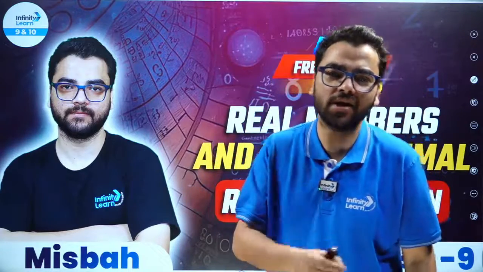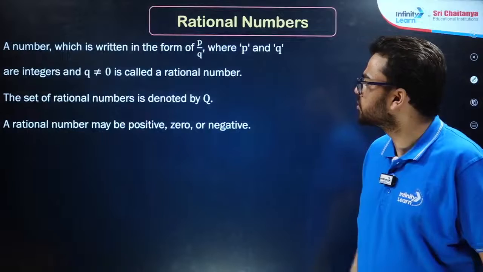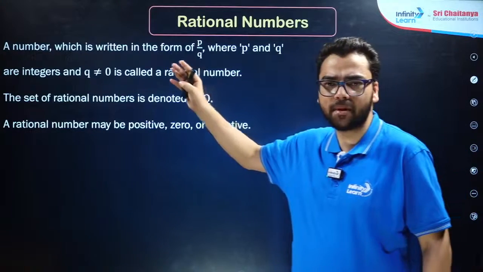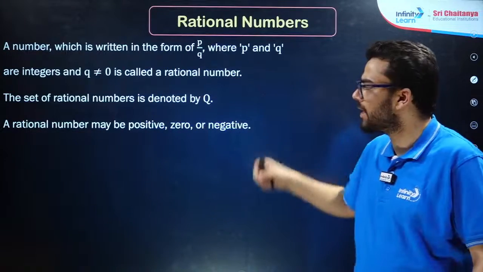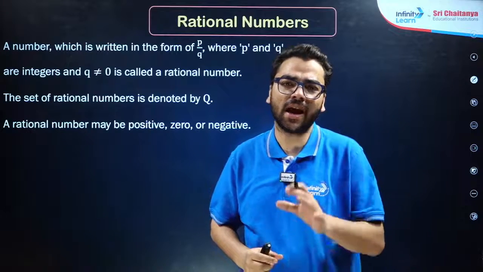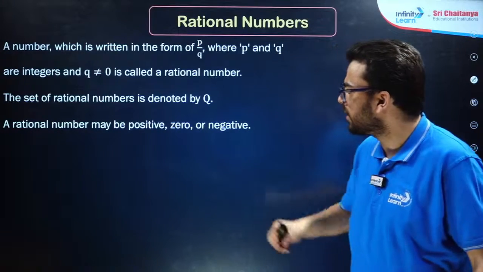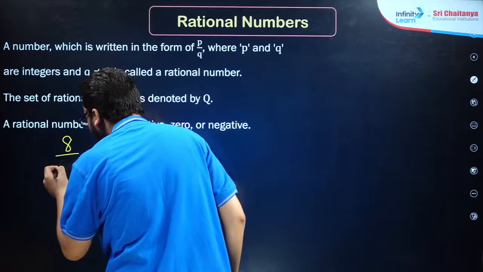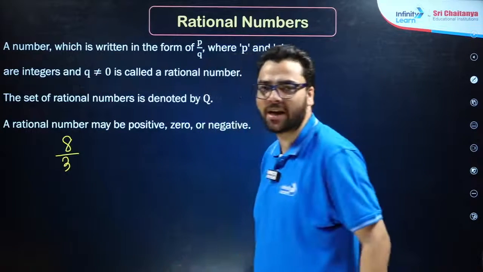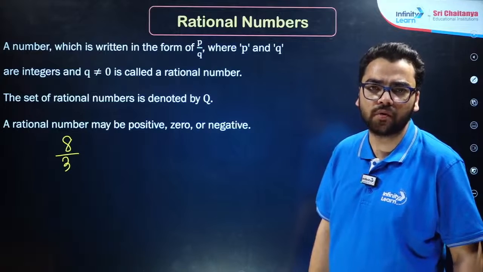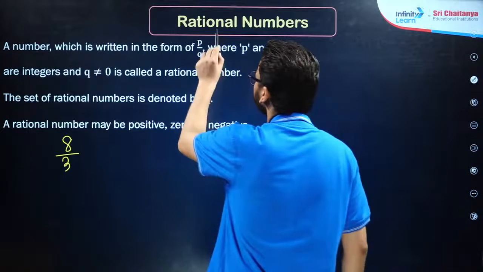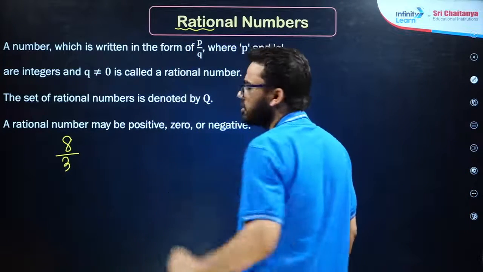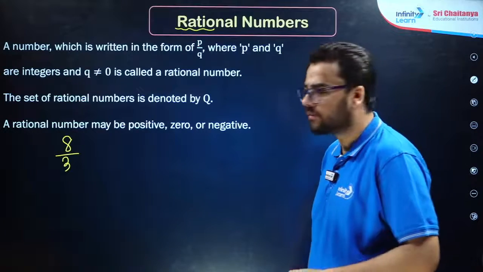So the very first thing is the definition of rational numbers. What is a rational number? A number which can be written in the form of p by q, where p and q are integers and q is not equal to 0. For example, 8 by 3 is a rational number because it can be written as a ratio of two integers. Basically, rational is coming from the word ratio itself. It is the ratio of two integers.